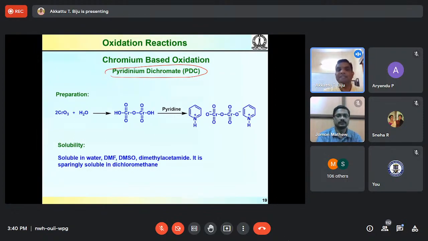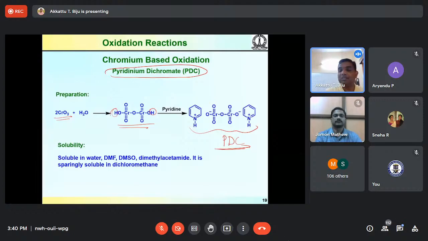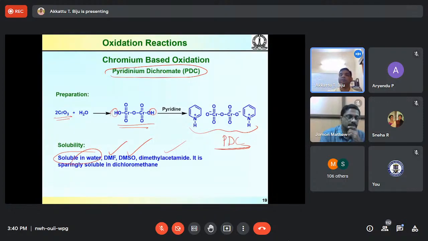The advantage of PDC is, you take chromium trioxide, 2 molecules, it forms the dichromate, and then you add pyridine, 2 molecules of pyridine, so it will abstract these 2 protons and you get this salt. So this is PDC, again a crystalline solid. But the advantage of this material is it is water soluble. It is soluble in DMSO, DMF, and dimethyl acetamide. So the reagent is very much soluble.